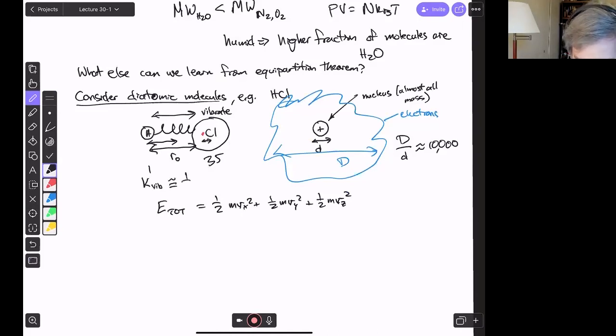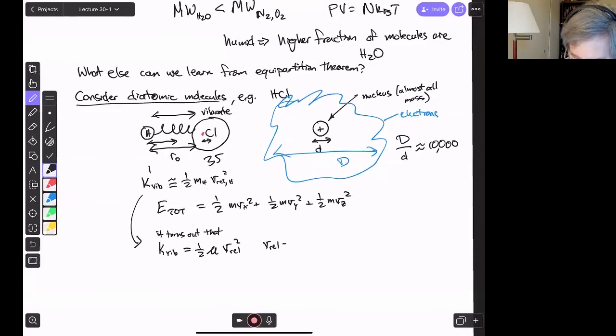Let's think about that part of it first, associated with the vibration. And that's approximately equal to 1/2 the mass of the hydrogen times the relative motion of the hydrogen atom squared, because almost all the motion is coming from the hydrogen. But there is a little bit that's also coming from the chlorine. So we're not going to show this in this class, but it turns out that the kinetic energy associated with that vibration is exactly given by 1/2 mu V relative squared, where V relative is the time derivative of this distance between them. So just like when we say V sub x equals dx by dt, V relative would be dr by dt, time derivative of the distance between them. And mu is called the reduced mass.